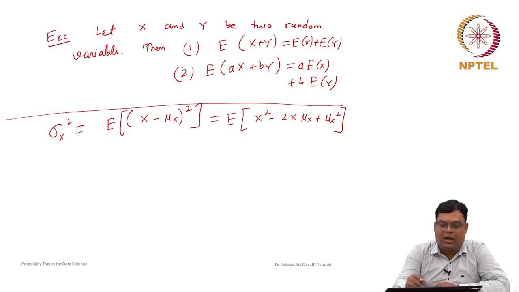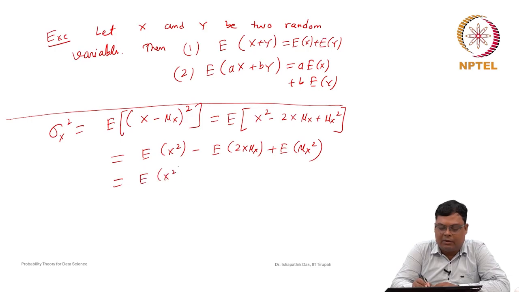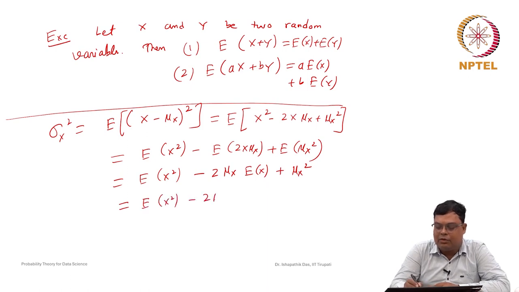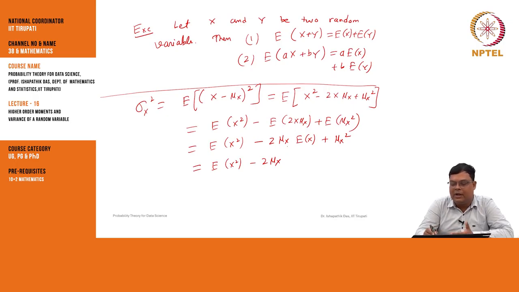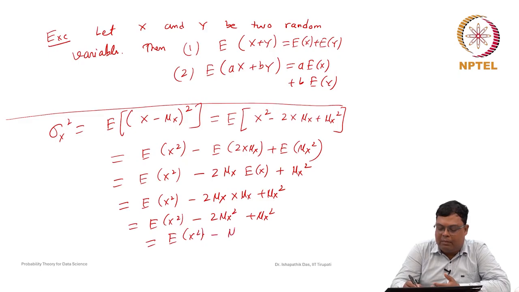Now, if you assume this exercise is true, then it is a linear transformation. So, it will be the expected value of x square minus the expected value of 2 x into mu x plus the expected value of mu x square. Since 2 and mu x are constants, the expected value of c into x is c into the expected value of x. So, it is 2 into mu x into the expected value of x, plus mu x square, which is a constant. Now, mu x is the notation we use for the expected value of x. So, this is the expected value of x square minus 2 mu x square plus mu x square, which simplifies to the expected value of x square minus mu x square.